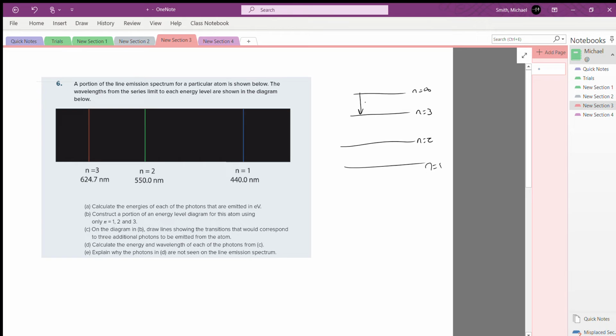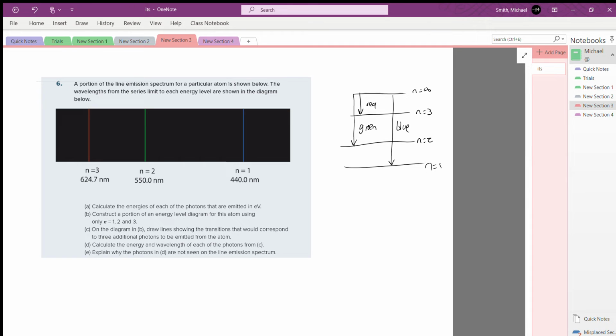So that's the red line. The series limit down to n equals 2, that's this one here, that's the green line, and the one down to n equals 1 is the blue line. So that's what's going on in the question.